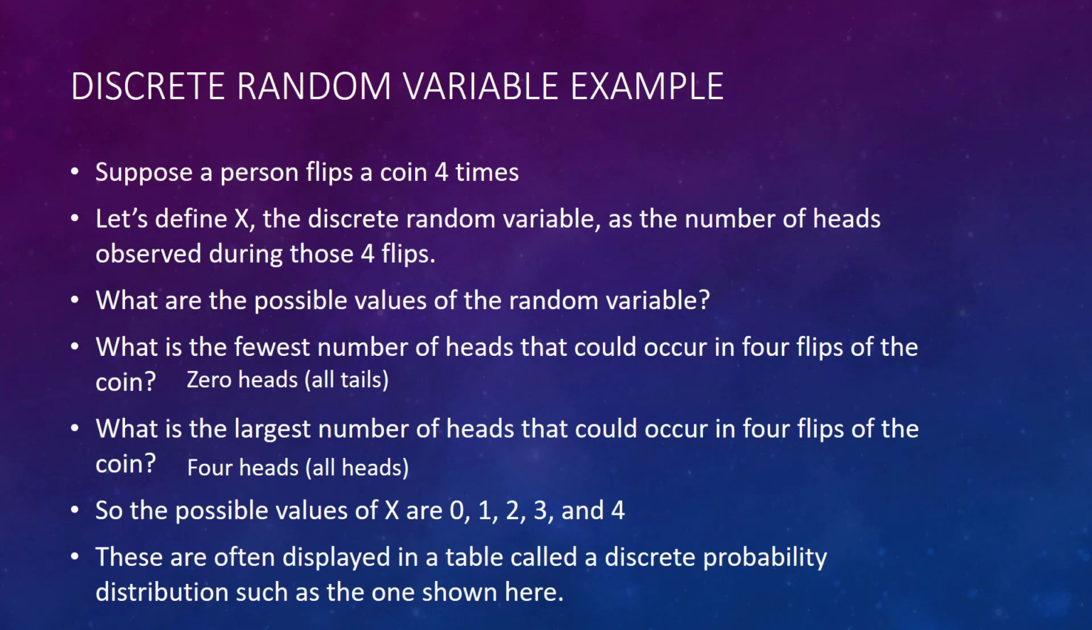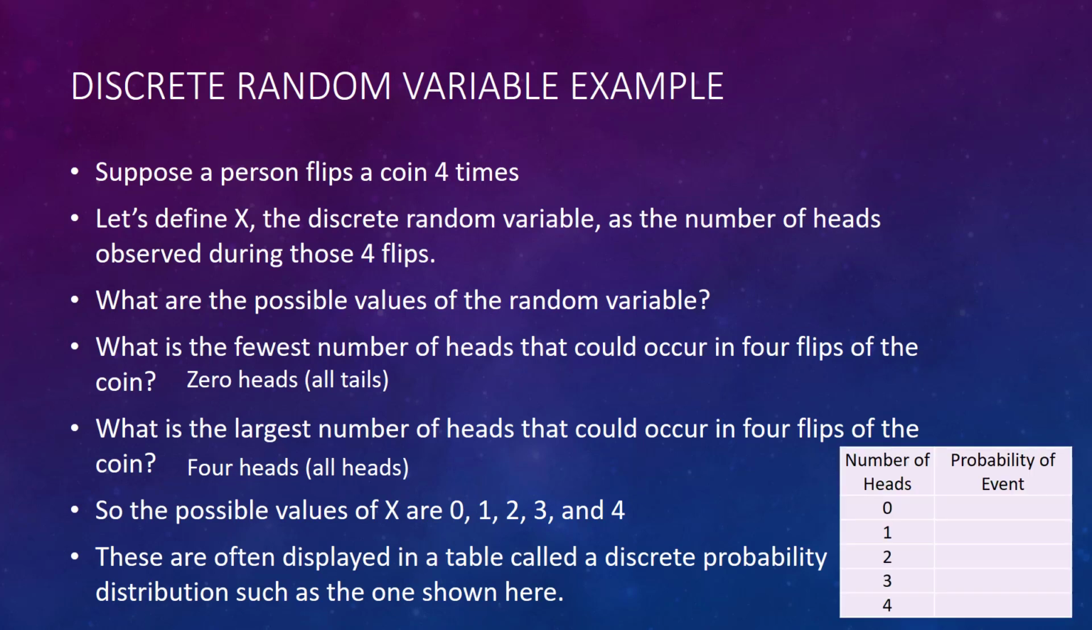These are often displayed in a table called a discrete probability distribution, such as the one shown here. So on the left-hand column, we have the values of our random variable x, and on the right-hand side, we have the probability of each event.